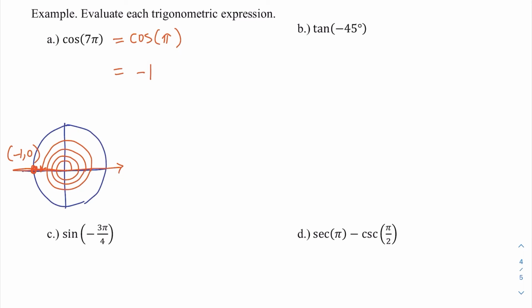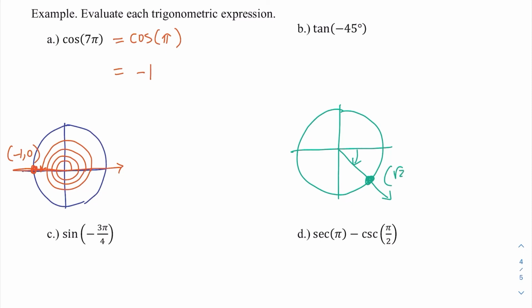Tan of negative 45 degrees. So all I'm really doing is saying, where is negative 45 degrees? Well, it's just down 45 degrees, so it's here. And then I want to identify, wait a minute, on the unit circle, what point is that? And I go, okay, that's root 2 over 2, negative root 2 over 2.